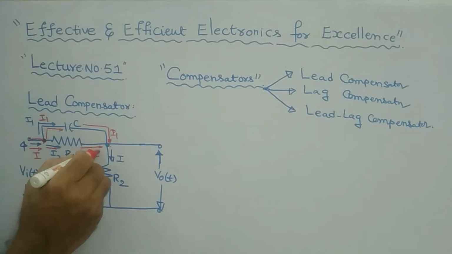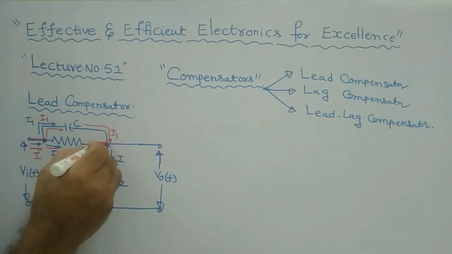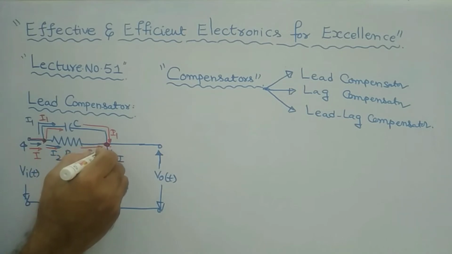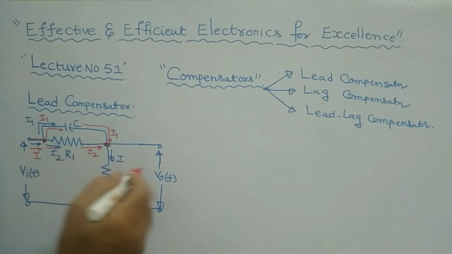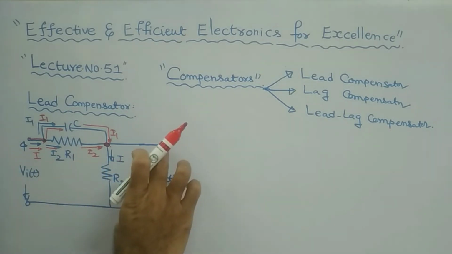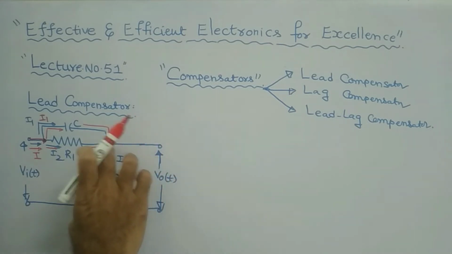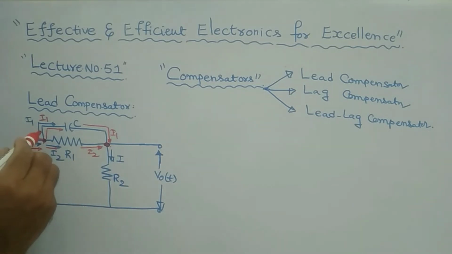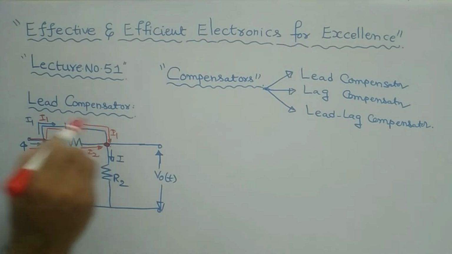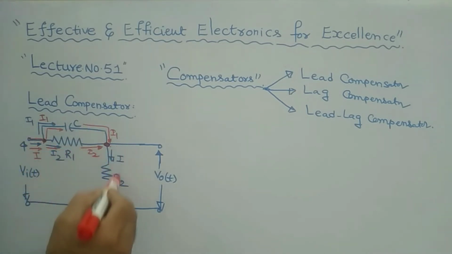This is your I2, and again both currents, your I1 and I2, will combine at this node, and then they will come out as I and flow through your R2. Therefore, this is V naught of t, the voltage across this particular resistor R2. Clear? So it is very simple to find out the transfer function. So here, this is the I1, this is the I2, this is the I.